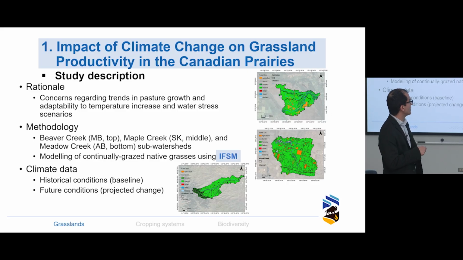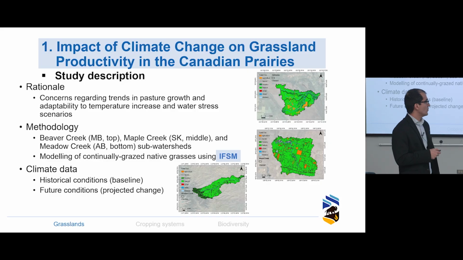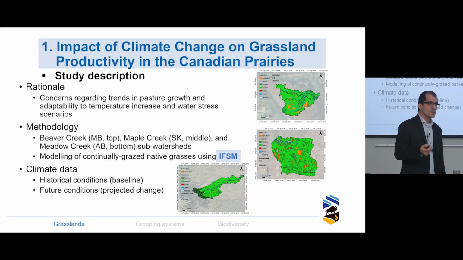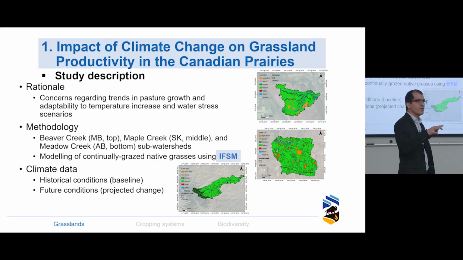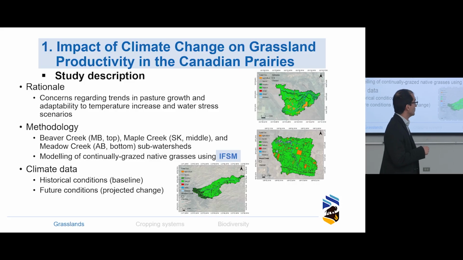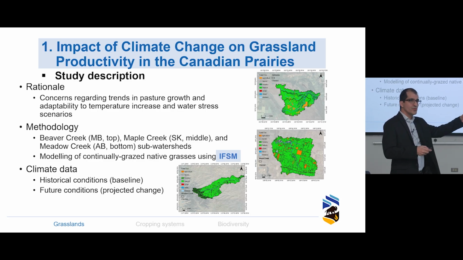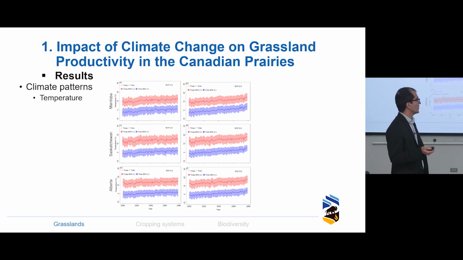And then once you have the baseline model set up, we use the IFSM model, which is the Integrated Farm System Model developed by USDA. This model was developed to simulate dairy farms and beef systems, and we're using this on the beef system on the grazing side. So we set up the baseline model of historical conditions, and then you run the models with future climate projections to see what you'd see, right, in terms of forage productivity.